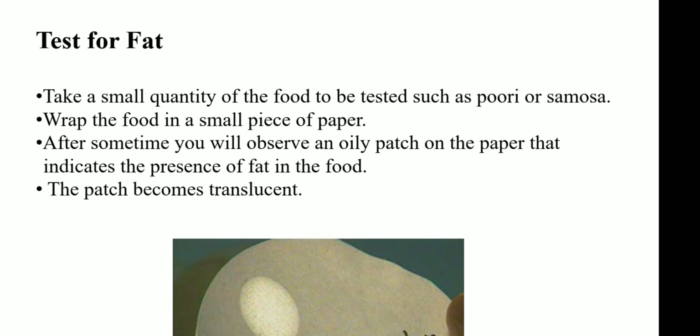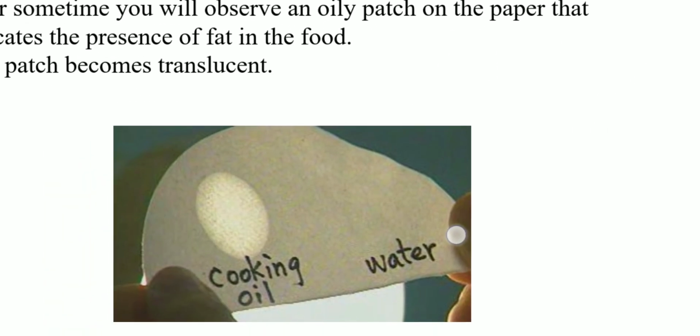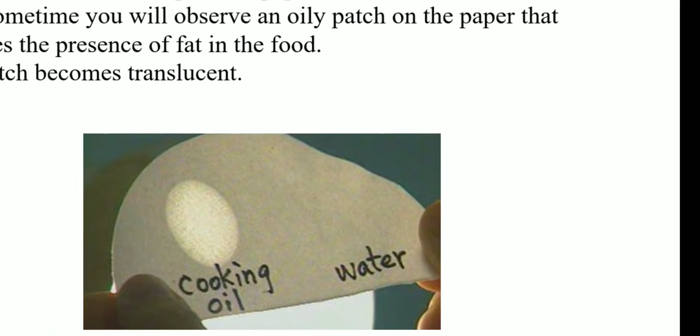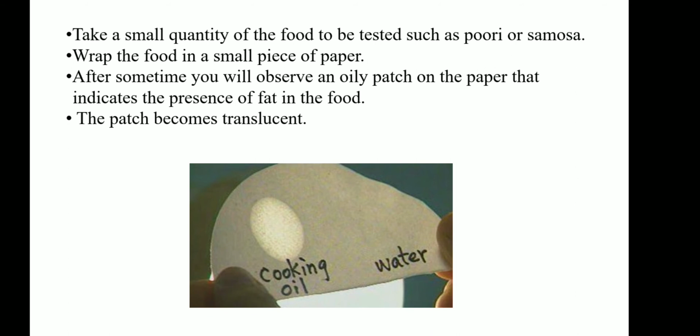So I have a slide here which shows that you take a small quantity of food to be tested such as puri or samosa. Wrap the food in a small piece of paper. After some time, you will observe an oily patch on the paper that indicates the presence of fat in the food. Here in the picture, you can see that the patch becomes translucent. Here I have taken the example of cooking oil, which shows that the patch becomes translucent, which shows the presence of fat.